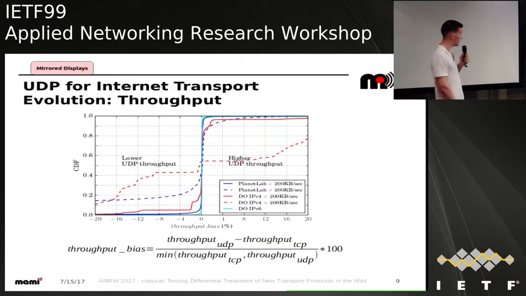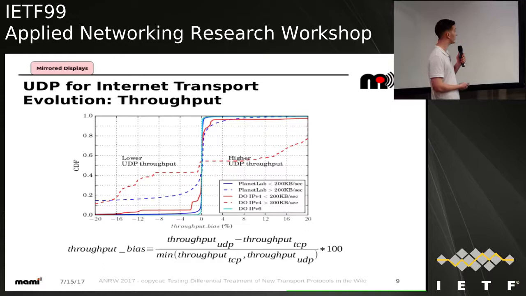Then the second thing that we looked at is the throughput. For this, we introduced this throughput bias metric, which is the relative difference between the UDP throughput and the TCP throughput. Here we plotted the distribution that we first separated between low throughput and high throughput. We can see for the plain lines that low throughputs have few to no throughput bias. And when they have, it is balanced between better UDP and better TCP.